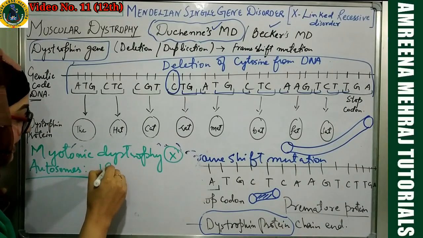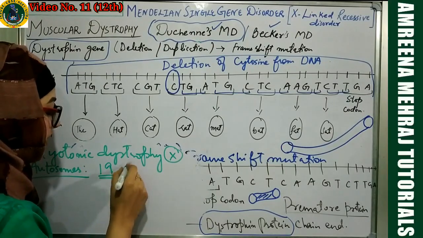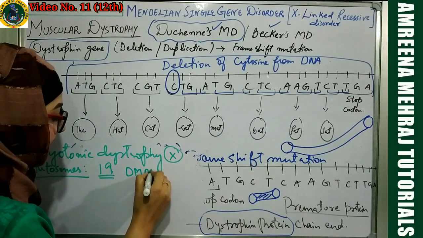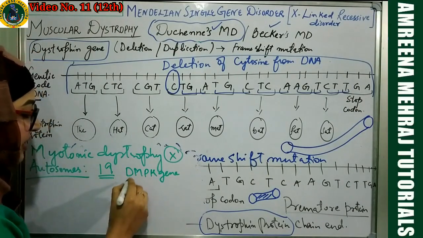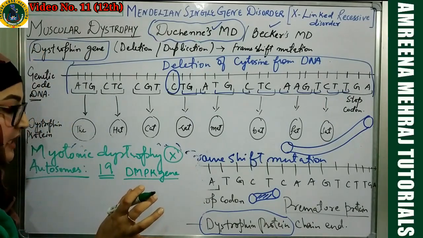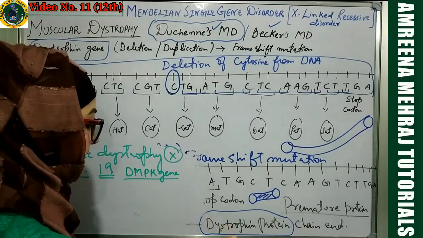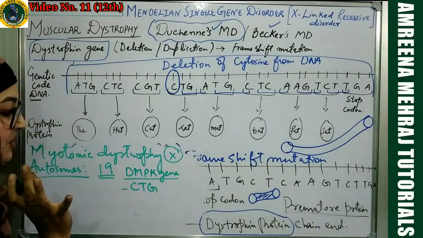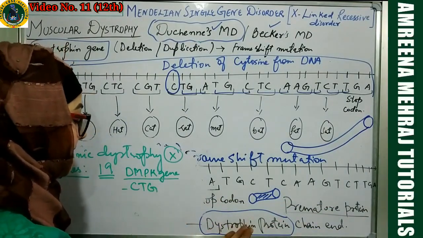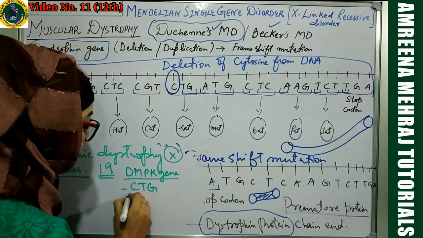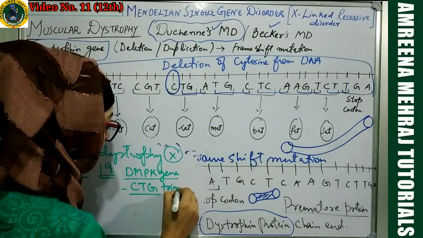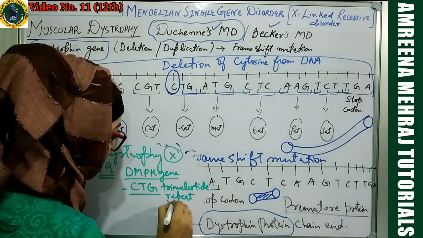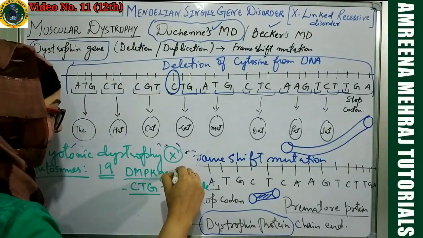If chromosome number 19 is involved, then you have a gene, what is that gene called? It is the DMPK gene. The DMPK gene basically has a repetitive sequence in it. That repetitive sequence is a sequence of CTG. This is a repetitive sequence which is present in this gene. If this CTG enhances in number, if it's present in more number, that means the CTG trinucleotide repeat, if its number increases, then the DMPK gene gets mutated.